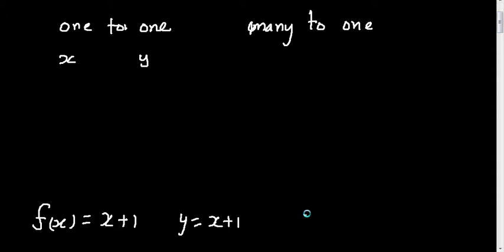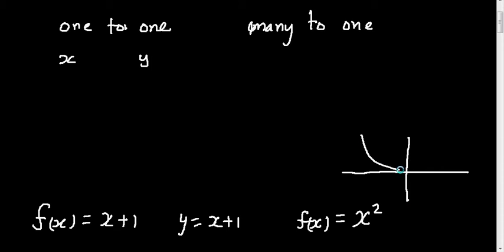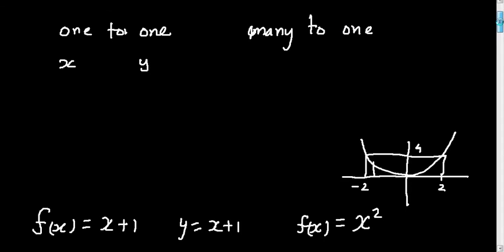That's when f of x could be equal to x squared. Now if I were to sketch that, you all know how to sketch a quadratic by now. Let's say x is equal to 2, then y is equal to 4 at that point. And then when x is equal to minus 2, it's the same value, isn't it? So many values of x give one value of y. That's a many-to-one function.